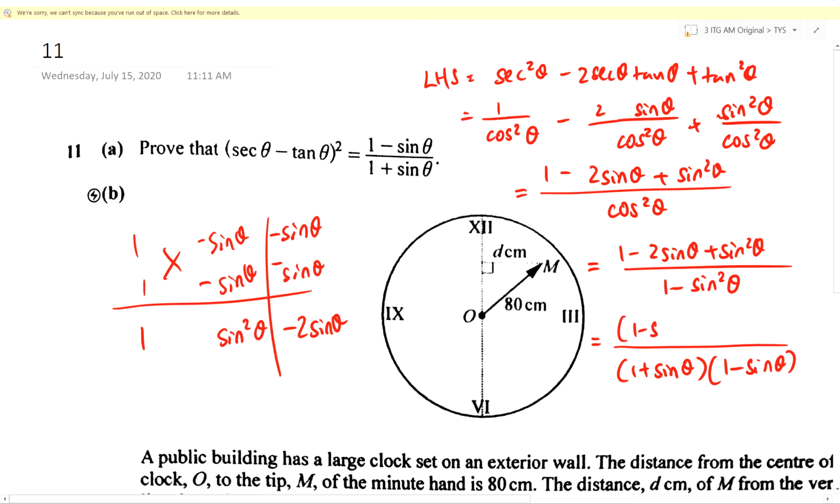So this 1 minus sine theta over 1 minus sine theta cancels. You could have also realized that from the numerator, we actually have a squared minus 2ab plus b squared, where your a is 1 and your b is sine theta. So from here, we have proven 1 minus sine theta over 1 plus sine theta. Proven.